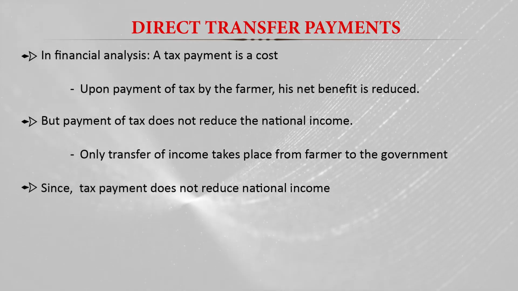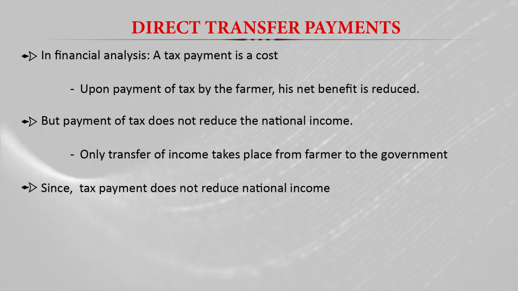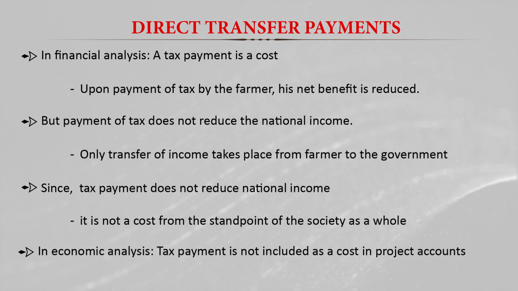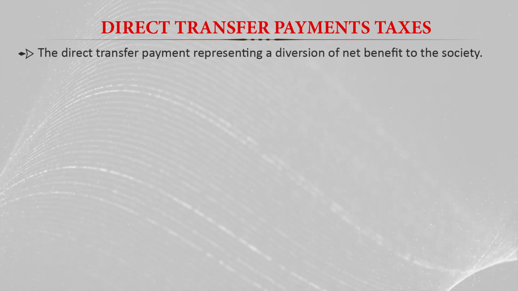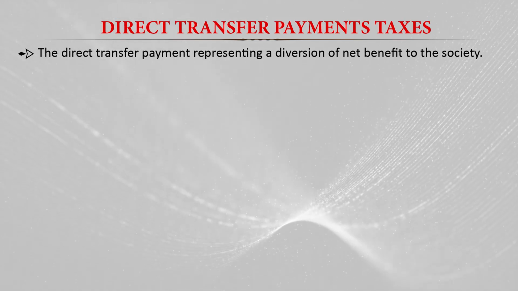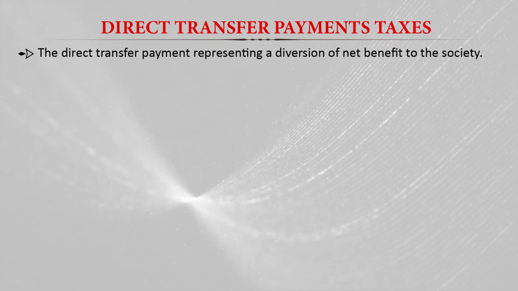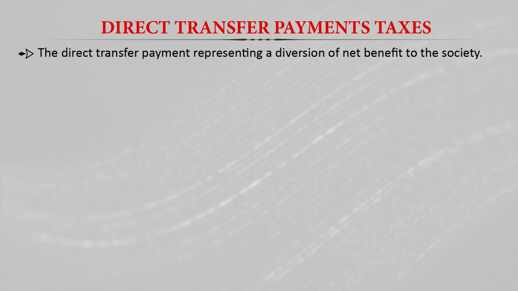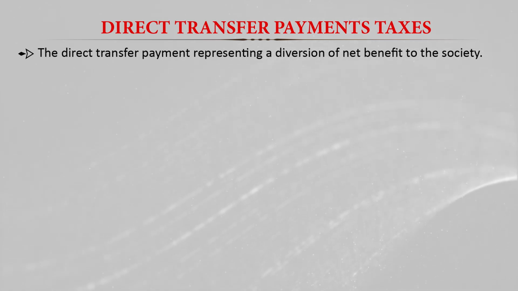Since tax payment does not reduce the national income, it is not a cost from the standpoint of the society as a whole. In economic analysis, the tax payment is not included as a cost in the project account. Taxes, when we talk about them as a direct transfer payment, represent a diversion of net benefit within the society. We are just transferring the benefit of that 100 rupees from one person to another, so the total benefit is the same in the society.